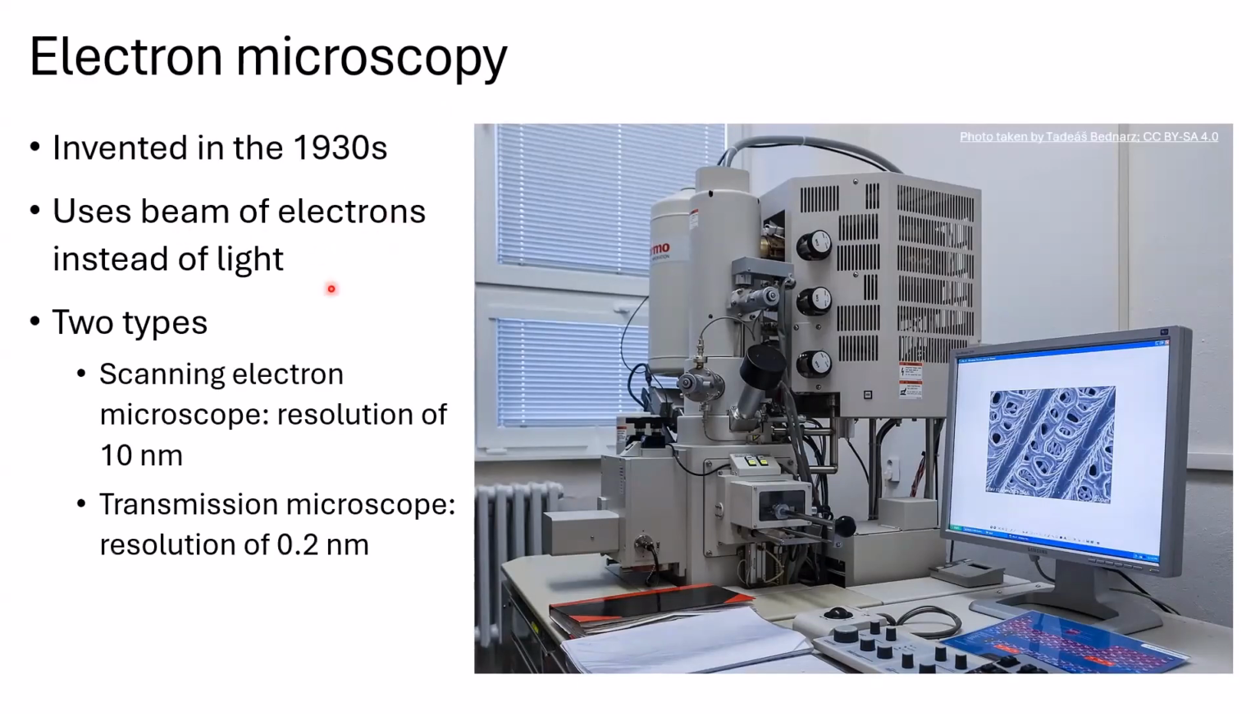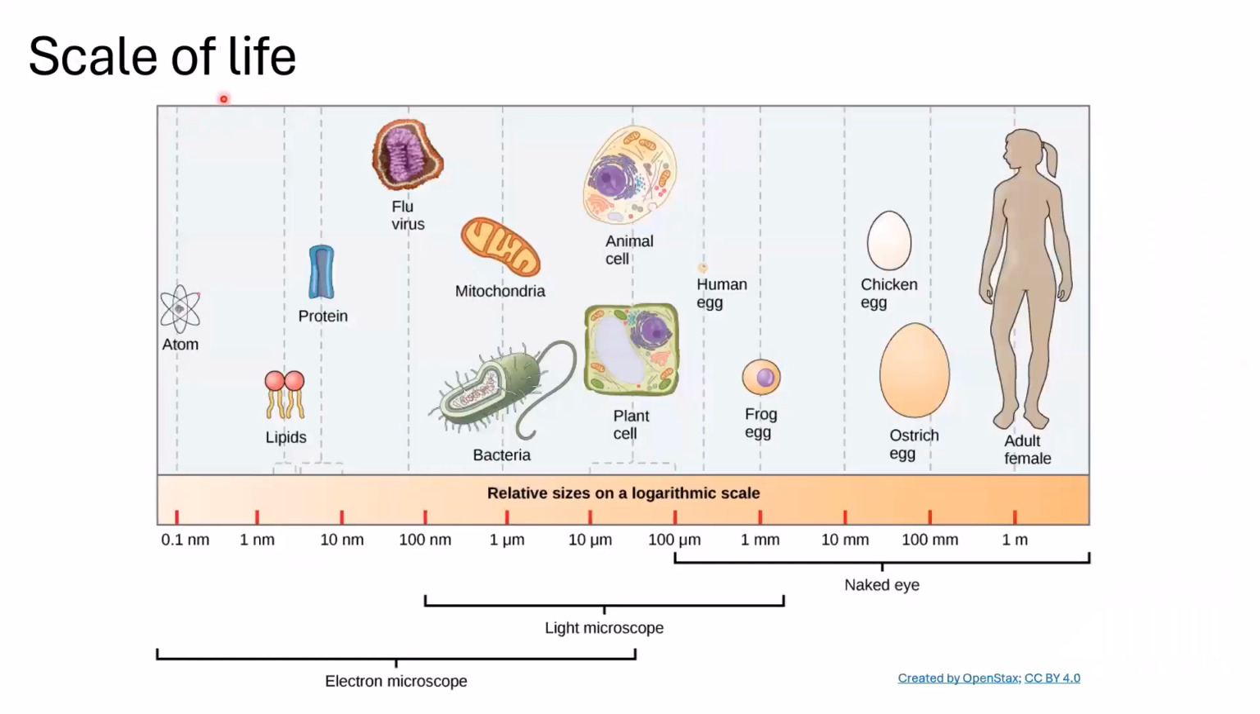There are 2 types. Scanning electron microscopy allows for a resolution of 10 nanometers, and is often used for scanning the 3D surface of organisms in high detail. Transmission electron microscopy has an even higher resolution of 0.2 nanometers, and can be used for observing very fine details within cells. This slide is just a reference for the scale of life.